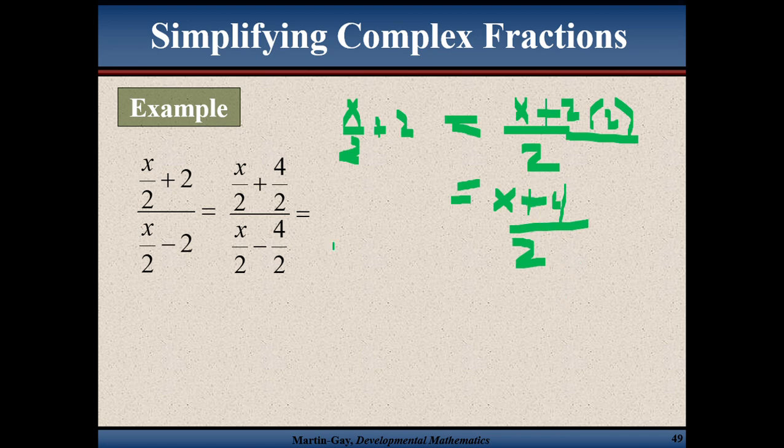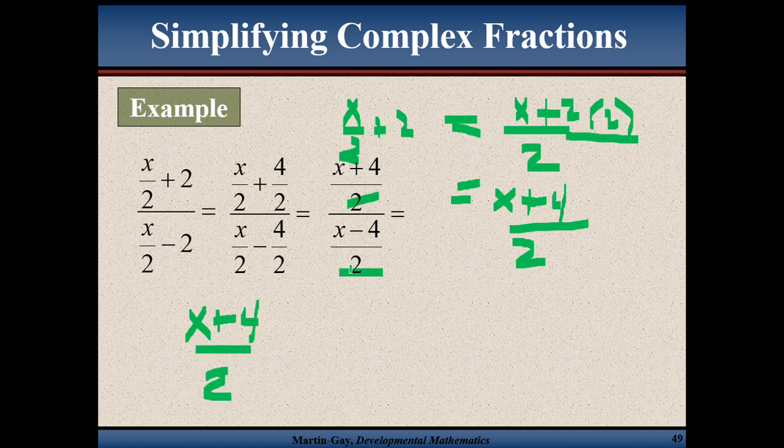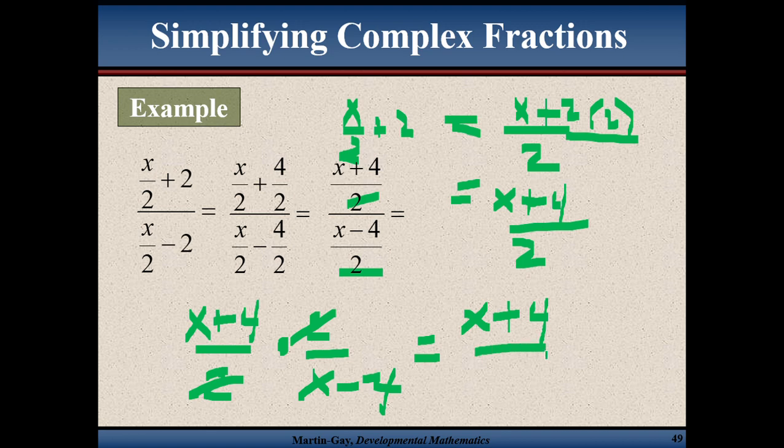Di ba? Ganun din yung kabila. So, nakita mo, makakancel natin to. Kasi maging x plus 4 over 2. Kung division yan, para maging multiplication, mapupunta dito yung 2x minus 4. So, cancel ang 2, natira x plus 4 over x minus 4. Ganun lang siya.